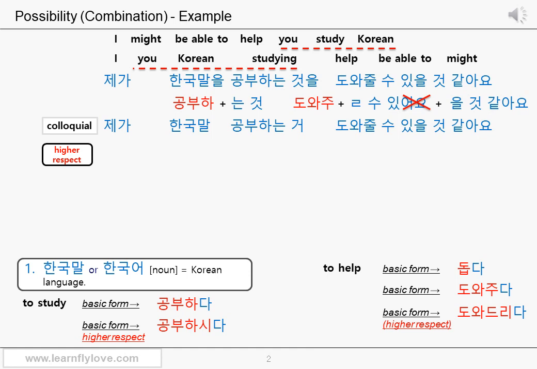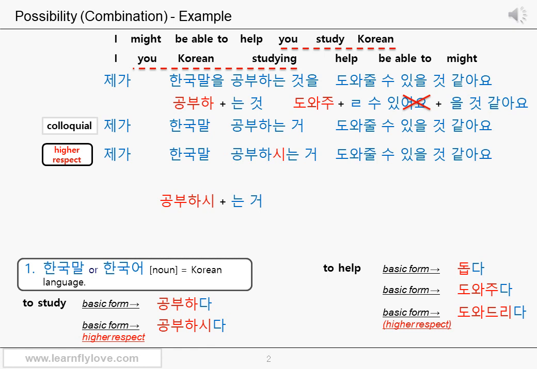Yes, you're right, but we have a clause which has another subject you. You can use the higher respect form for a subject you. What is the action which is taken by the subject you? Yes, studying. So you can turn studying part into a higher respect form. You can simply add 시 sound to the original verb 공부하다. 공부하시다. 공부하시 is the stem. And add 는 거. 공부하시는 거. 제가 한국말 공부하시는 거.